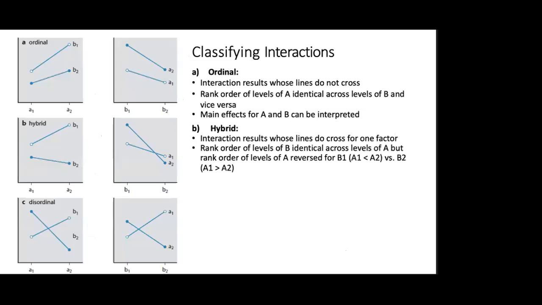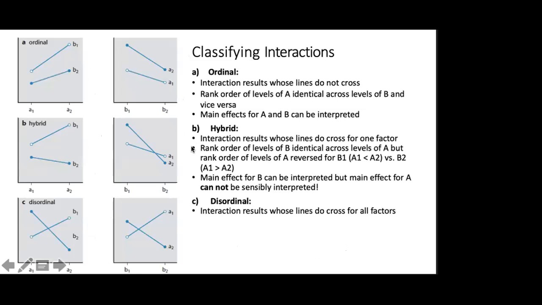Sometimes those interactions are classified. They're called ordinal if the lines do not cross when you plot them, hybrid if they only cross for one way of plotting them, so either B is a function of A or A is a function of B, and disordinal if both ways of plotting result in this crossover. Just wanted to include that so that if you ever come across those terms, hybrid, ordinal or disordinal interaction, that's what is meant. It's basically just referring to the same thing that we just talked about when we were looking at the other slide.